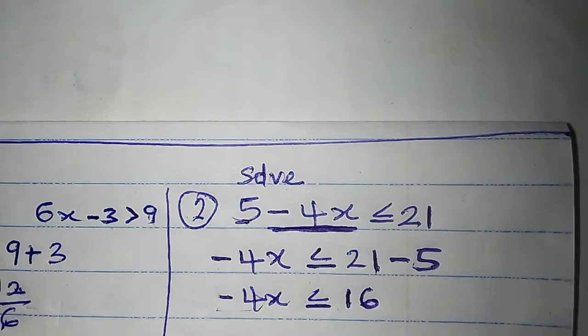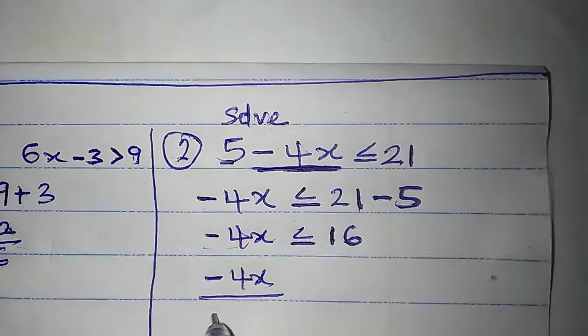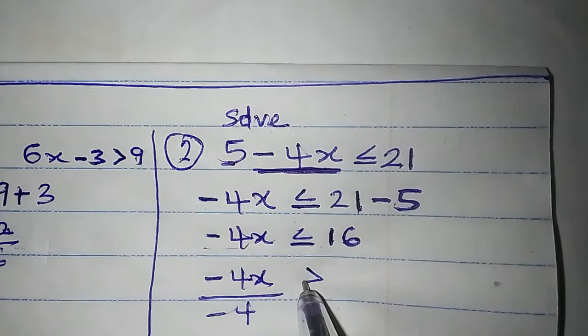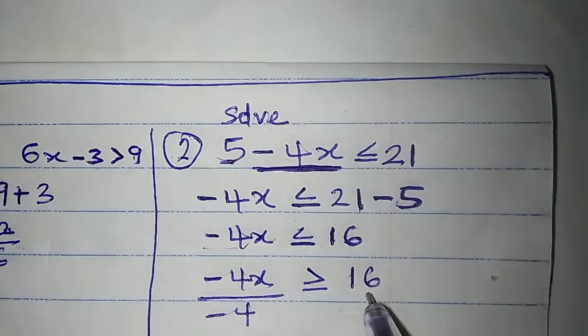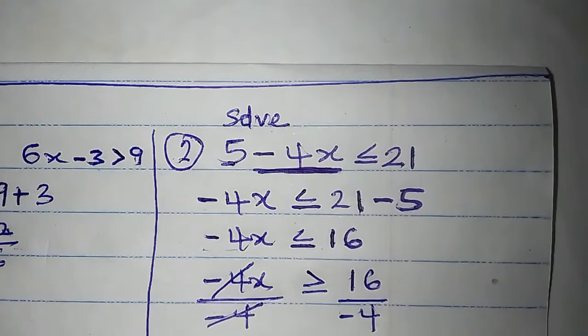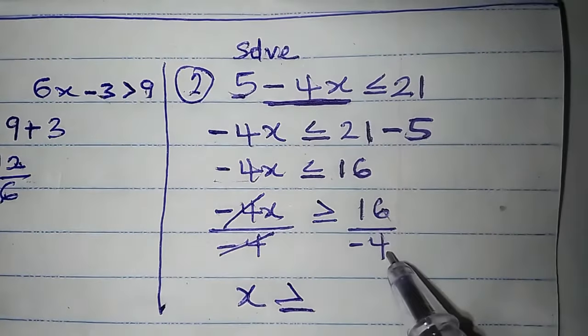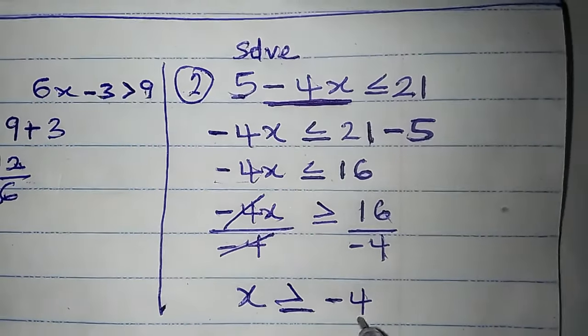And from the rule I stated earlier, if you divide or multiply an inequality by a negative number, the inequality sign is reversed. So based on that, this is what this inequality is equal to. Minus 4x all over minus 4 is greater than or equal to 16 all over minus 4. Minus 4 takes away minus 4. So x is now greater than or equal to 16 divided by minus 4, which is minus 4.